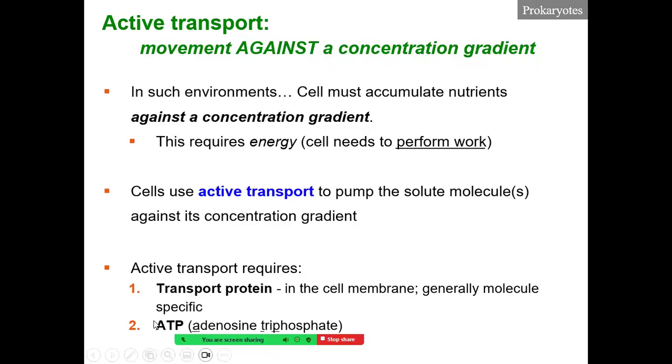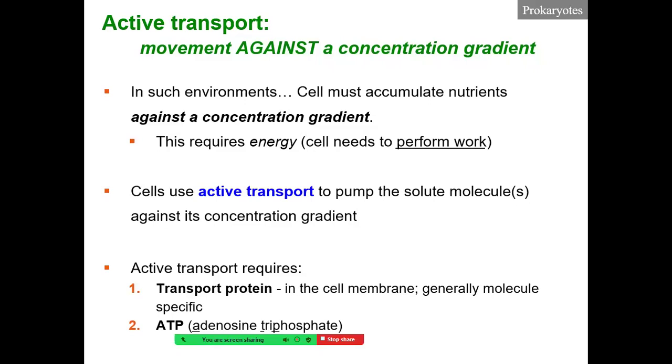Generally, transport proteins are molecule specific, meaning we have an active transport protein for glucose, and we have one for galactose, and we have one for lactose. Any question about any of that? You can have a drug that can mimic a molecule and be transported by the active transport protein. But other than that, transport proteins are generally molecule specific. So we'll talk about them as being specific for one molecule.